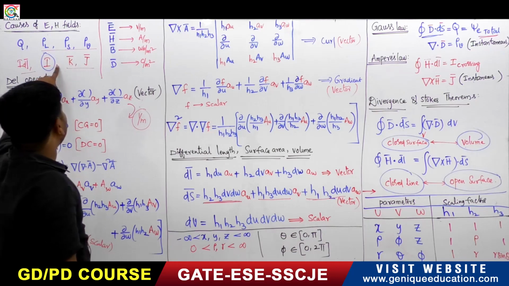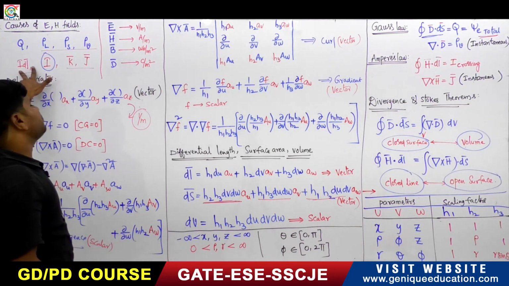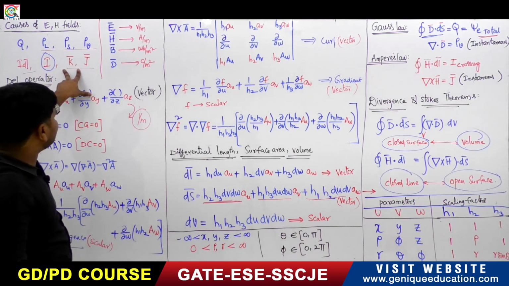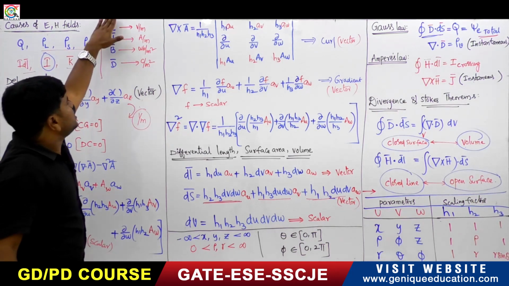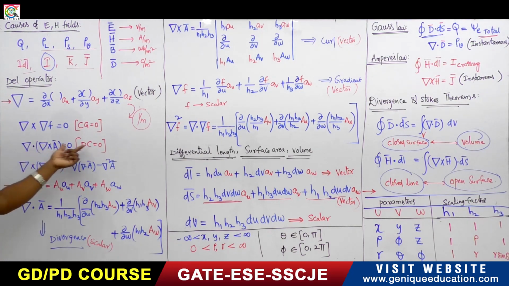Remember that. Out of this, the current I is a scalar quantity, but here I dl is a vector, K is a vector, and J is also a vector. These are all vector quantities, and del is also a vector quantity, right? The curl of gradient is 0, and the divergence of curl is 0, and this is one more vector identity.